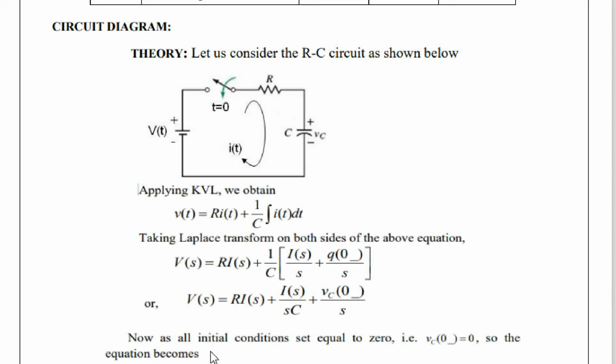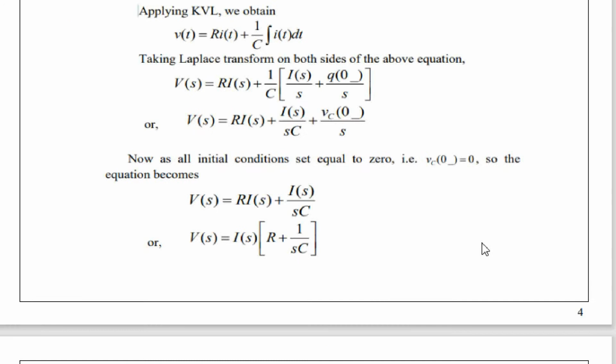Now consider all initial conditions equal to 0, that is, the voltage across the capacitor initially is considered 0, Vc of 0 minus is equal to 0. So the equation becomes V of s is equal to R into I of s plus I of s by sC, or V of s is equal to I of s into R plus 1 by sC.